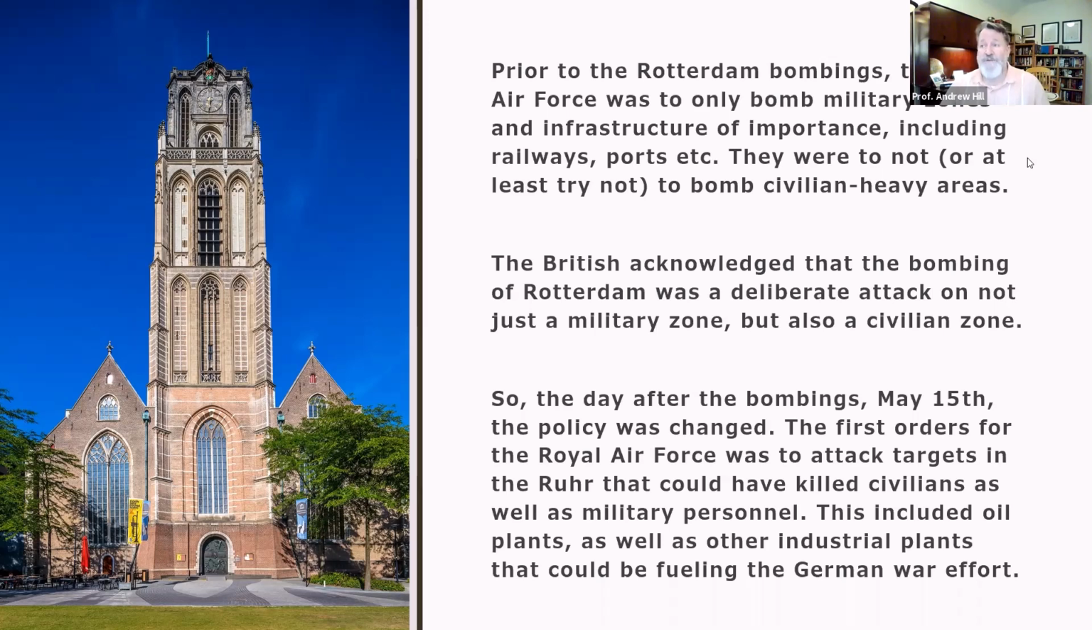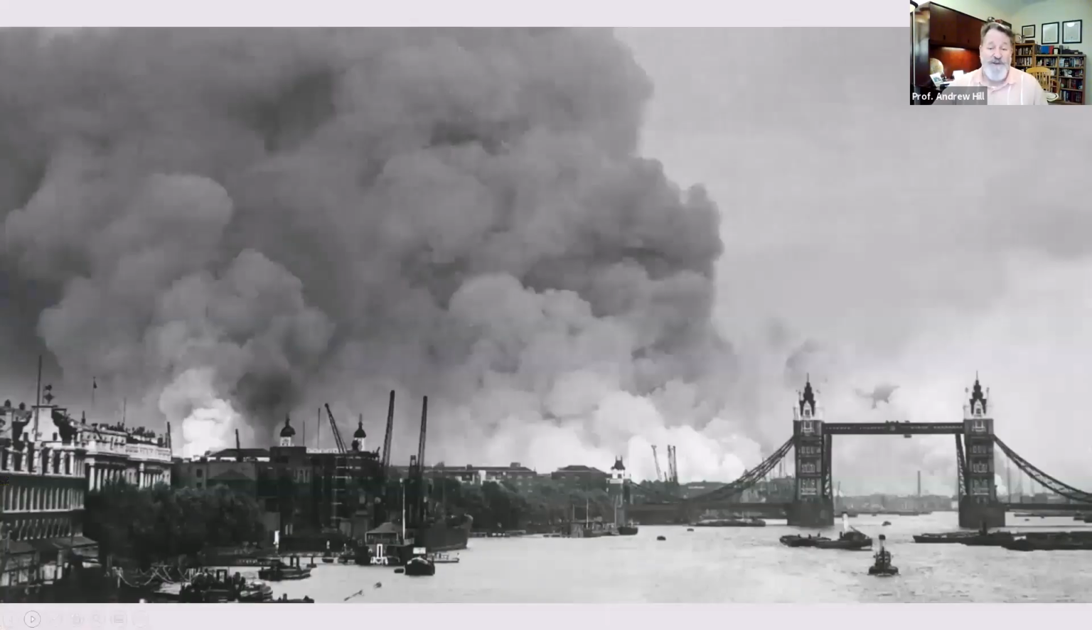And sure enough, the Germans continued to engage in a practice of bombing civilian cities, including London. And again, the RAF changed its policy, and the Germans are like, well, we know what to do. We're going to start bombing London. And there's the River Thames. That is London ablaze during the Second World War.